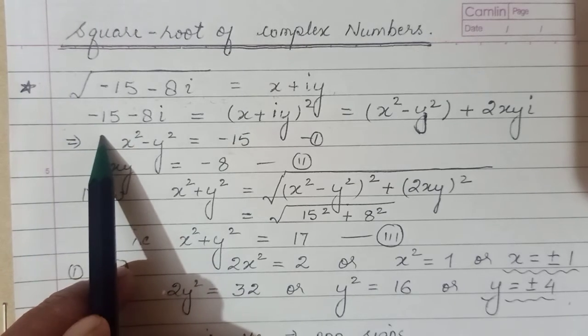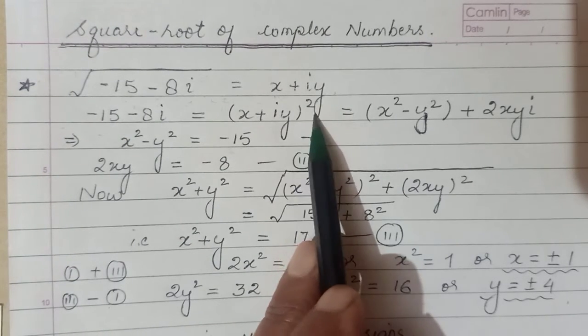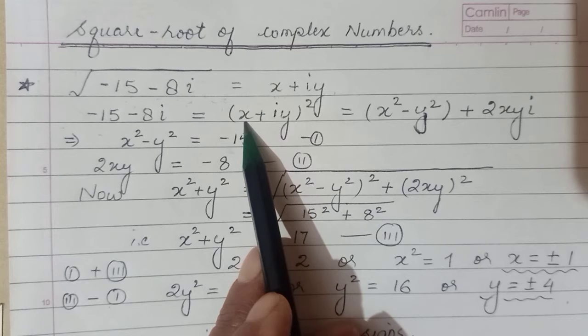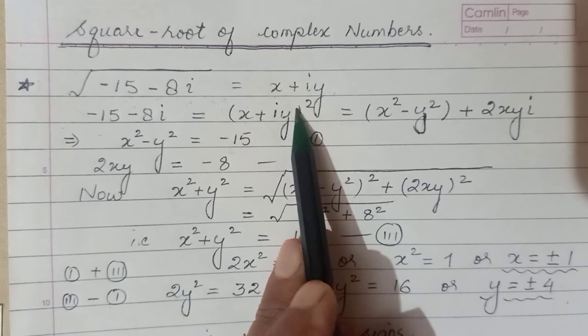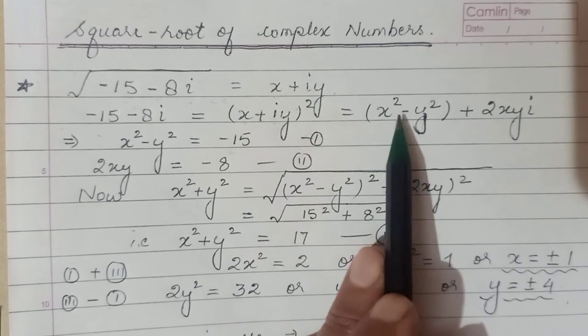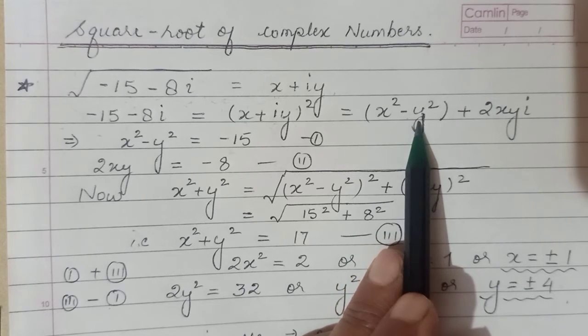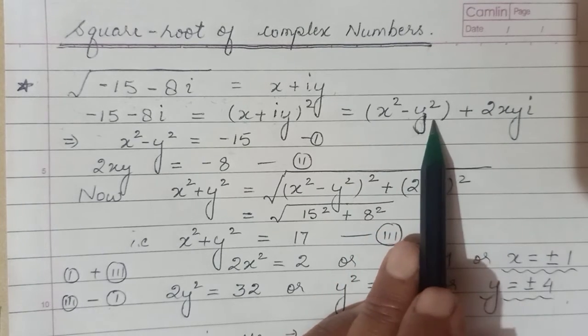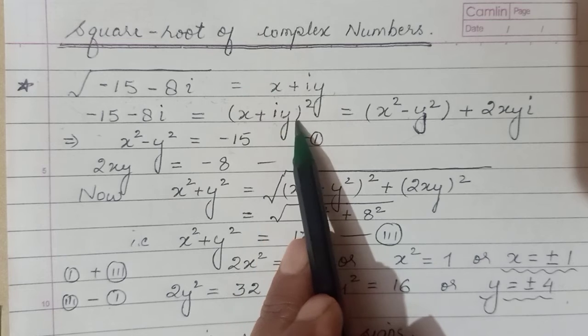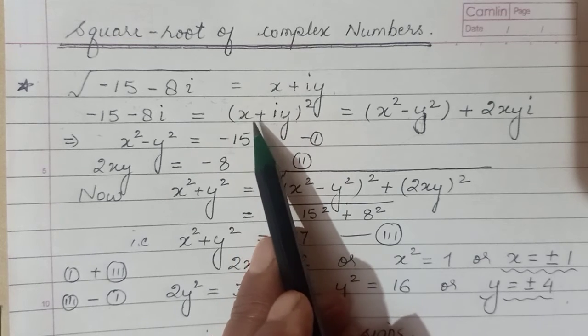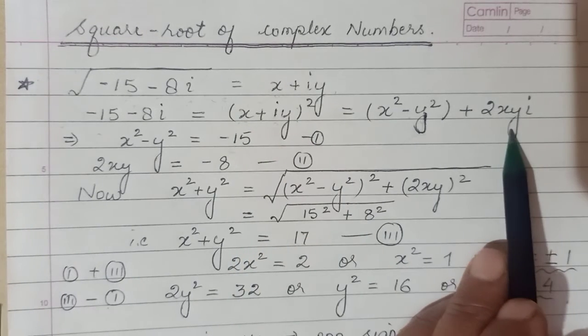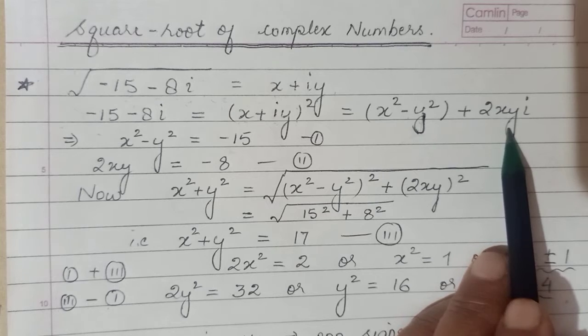So the root goes from here and this becomes a whole square. Now if you open this whole square, for the real part you get x square, that's from a square. Then b square, i square will become minus 1, so this becomes minus y square. This whole is your real part. The imaginary part comes from the product term, that is 2ab, so 2xyi. All of you know how to open a plus b whole square.